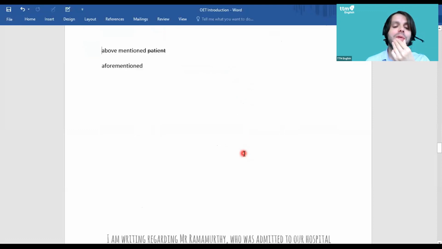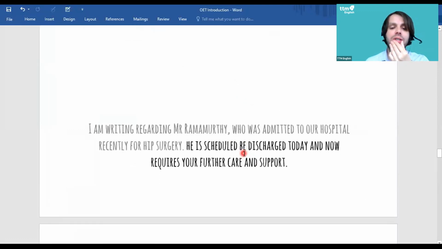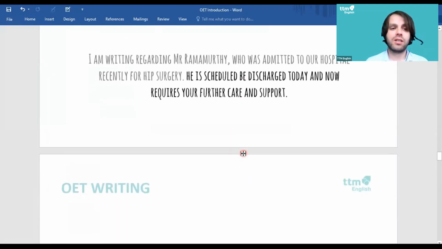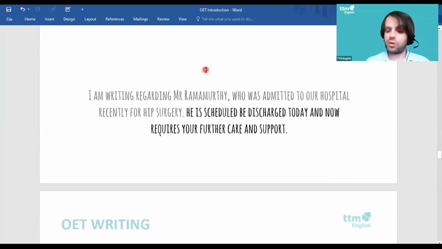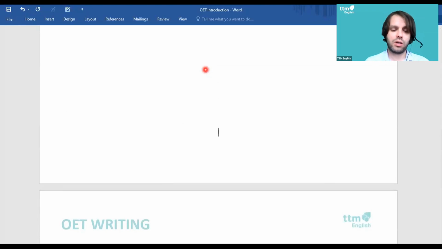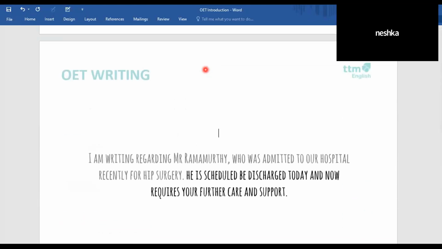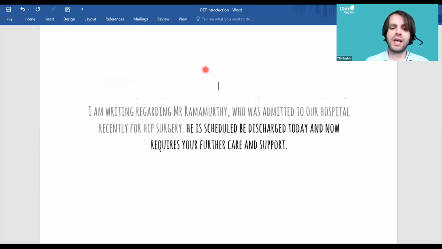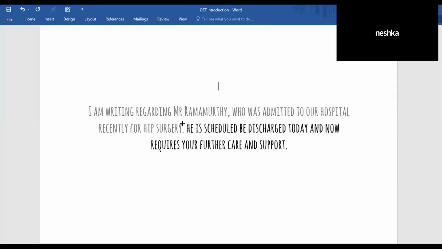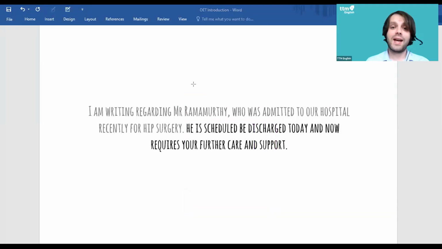Okay, let's move on to sentence 2, okay? This is sentence 2. It's quite simple, shouldn't take too long. What have we got going on here? Let me ask this question to Neshka. Are you there, Neshka? Yeah. Let's analyze this. He is scheduled to be discharged today and now requires your further care and support. It's mainly mentioned that given the letter type and the purpose. Good, letter type and purpose here.